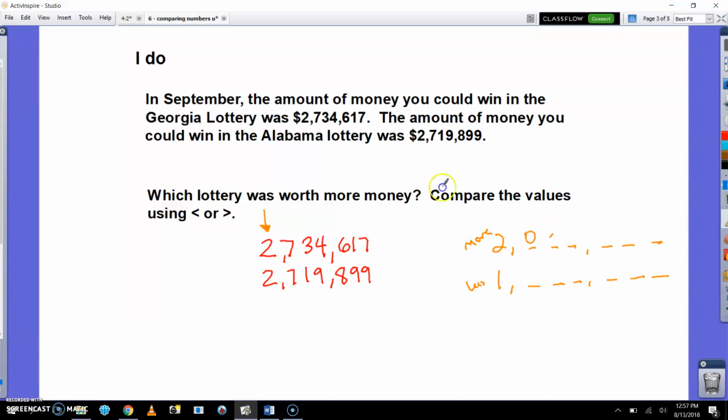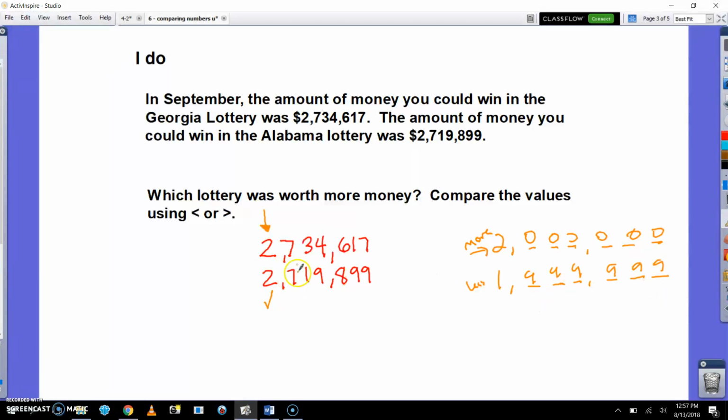Even if this is all zeros, the smallest possible number, and this is all nines, the greatest possible digit, still this one's more. All right, so no matter what, if one of them has more millions than the other, it's going to be greater. But they don't. These are the same. So they both have 2 millions, so I can't tell which is greater yet.